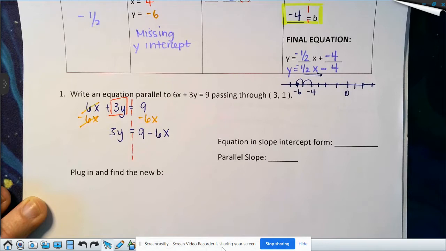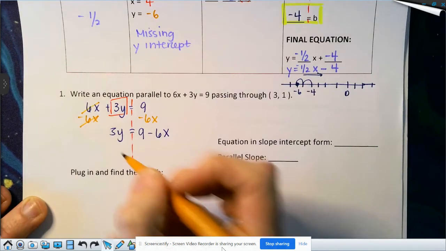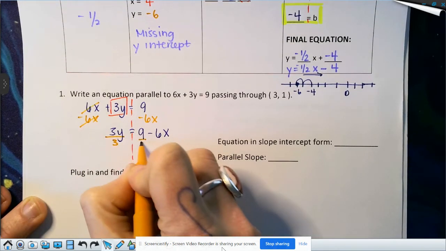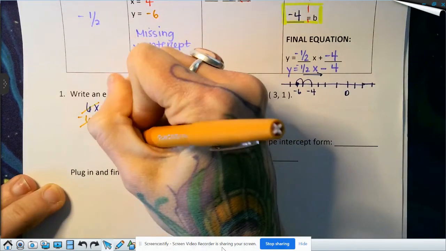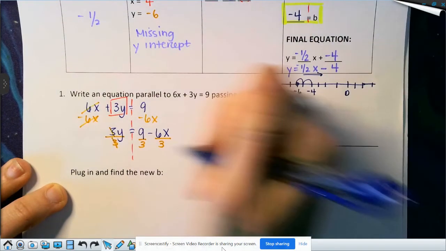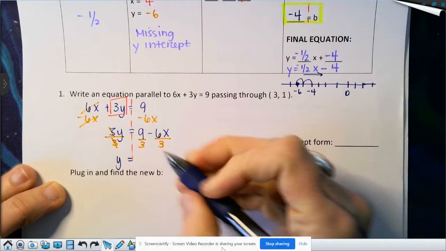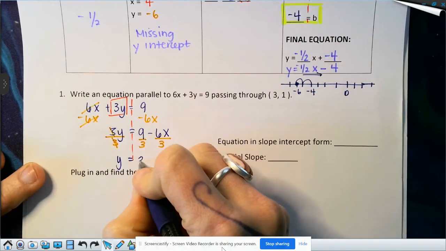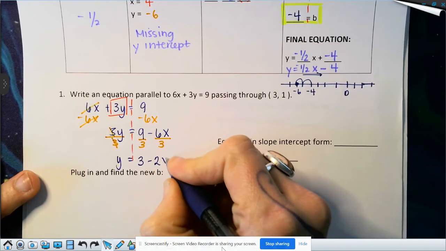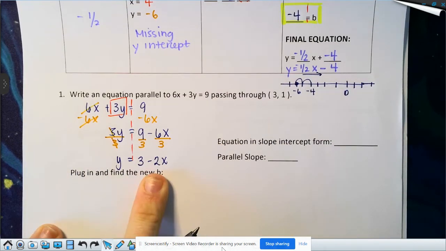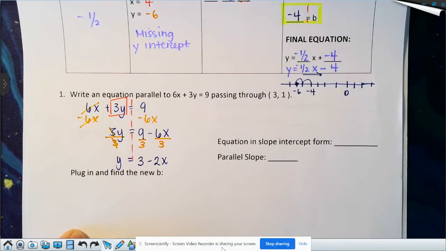y is not quite by itself yet. We have 3 times y, so we're going to divide everything by 3, and you want to do each one. That gets rid of my 3 on my y, so that's looking good. So we're now at y equals 9 divided by 3 is a positive 3, and then negative 6 divided by 3 is going to be a negative 2x. This is fine as long as you're paying attention to the slope being the coefficient that's attached to x, and that your y-intercept is the constant 3.